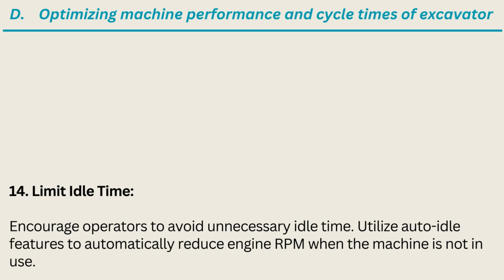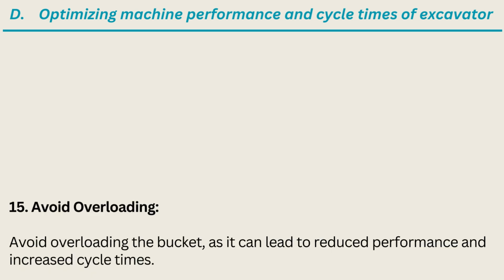14. Limit idle time. Encourage operators to avoid unnecessary idle time. Utilize auto-idle features to automatically reduce engine RPM when the machine is not in use. 15. Avoid overloading. Avoid overloading the bucket, as it can lead to reduced performance and increased cycle times.